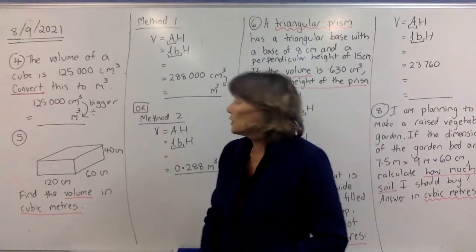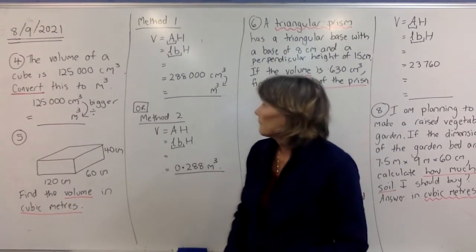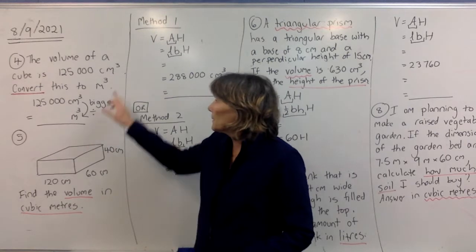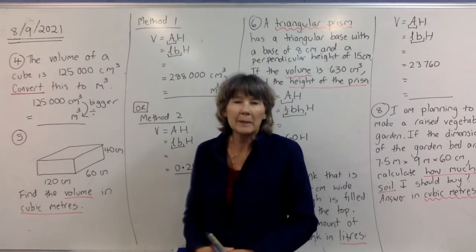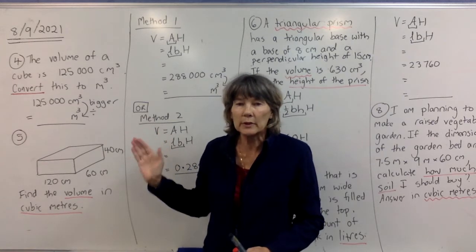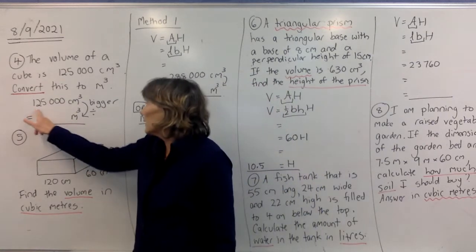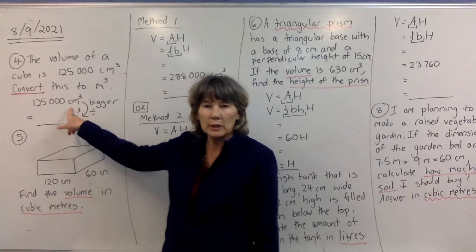Right, so we're going to continue with some more work on volume. All right, so we have the volume of a cube is 125,000 centimetres cubed. Convert this to metres cubed. So all you're doing here is a conversion. So we're going to write down 125,000 centimetres cubed.